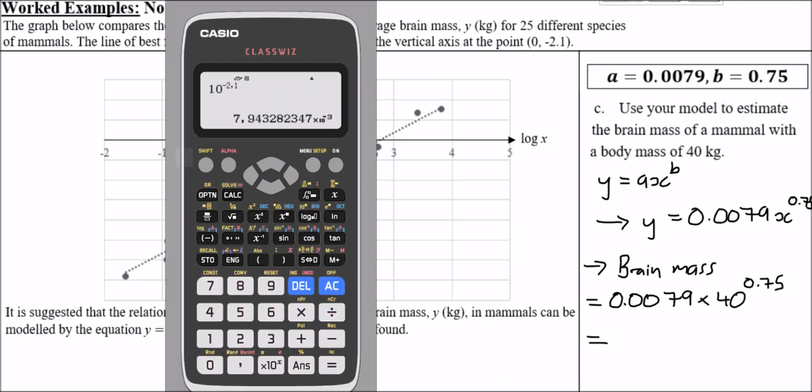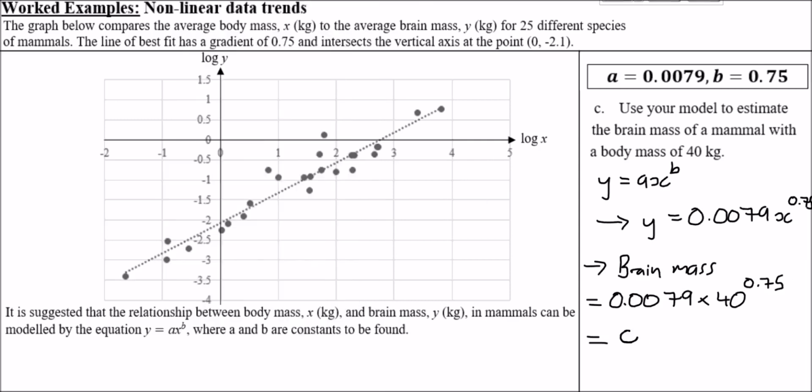So let's type this in. 0.0079 multiplied by 40 to the power 0.75. That gives us 0.125. So to two significant figures, because we've given the values of our constants to 2 sig figs, that's 0.13 kilograms, which in grams is about 130 grams.